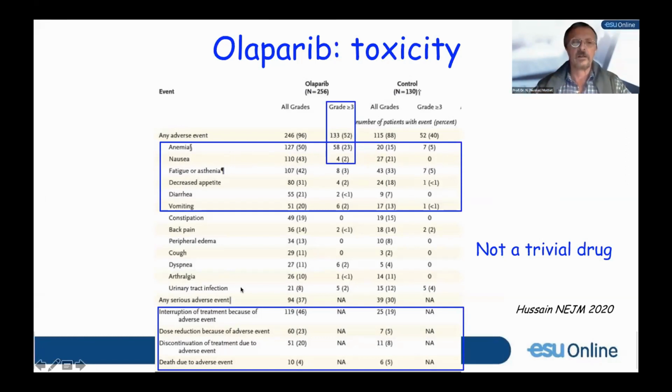Even worse, treatment stop because of side effects, 46% compared to 19%. 23% dose reduction based on side effects compared to 5%. Treatment temporarily stops because of side effects, 20% compared to 8%. So the drug is effective, but it's not a trivial drug. Toxicity is a real issue.